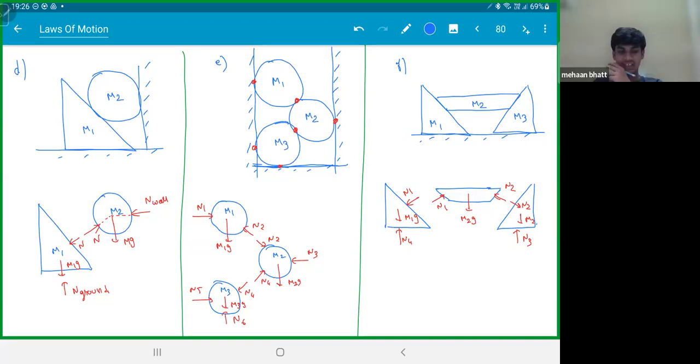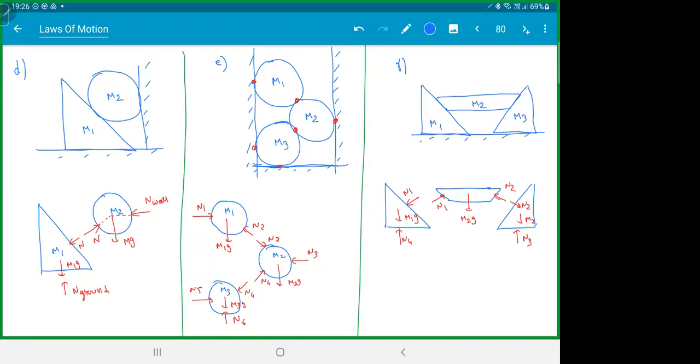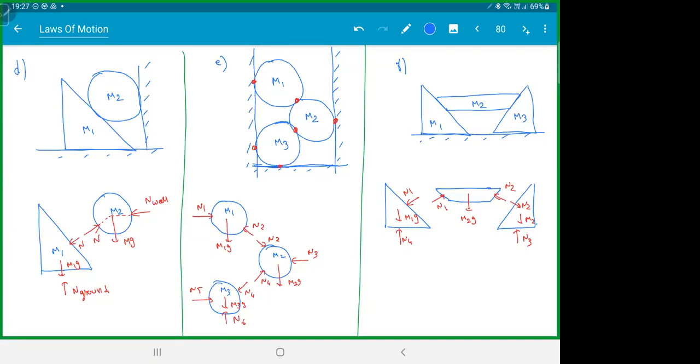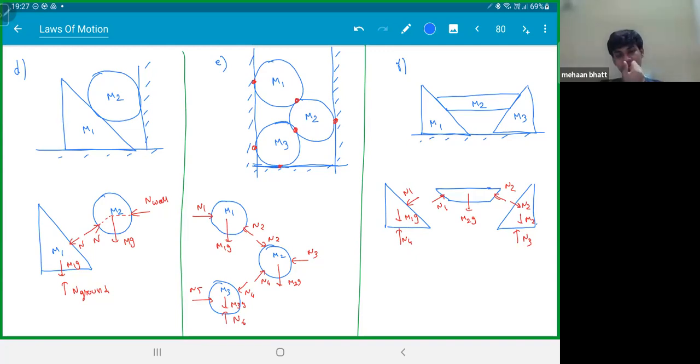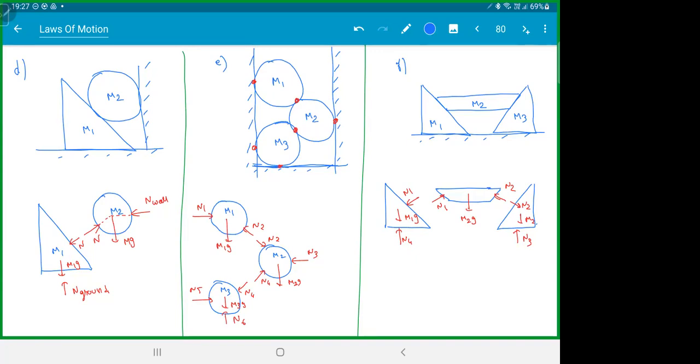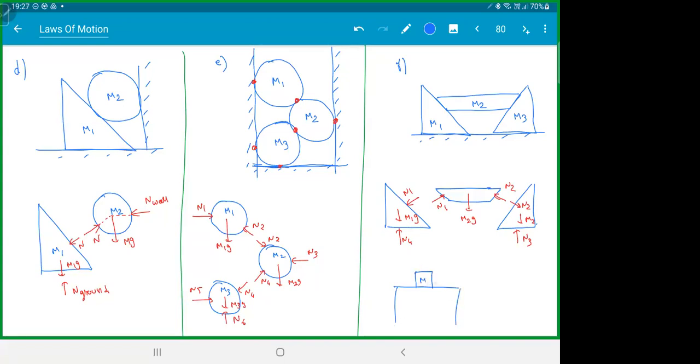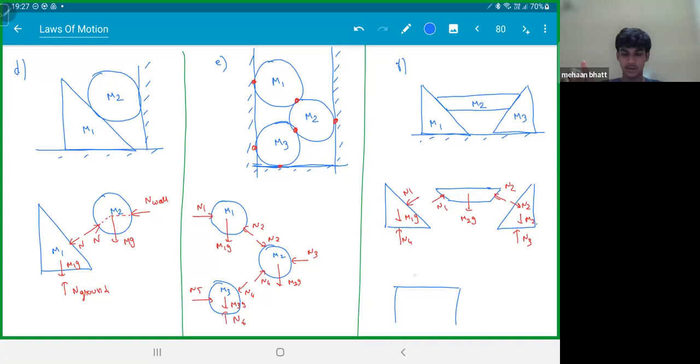Clear? First, a stationary table. Won't there be a normal acting upwards? Yes, due to the ground. No, the legs of the table will act on the ground, but the upper surface, will it show any normal? On whom? What is your system? First define that. The system is the table, and nothing is on top of the table.